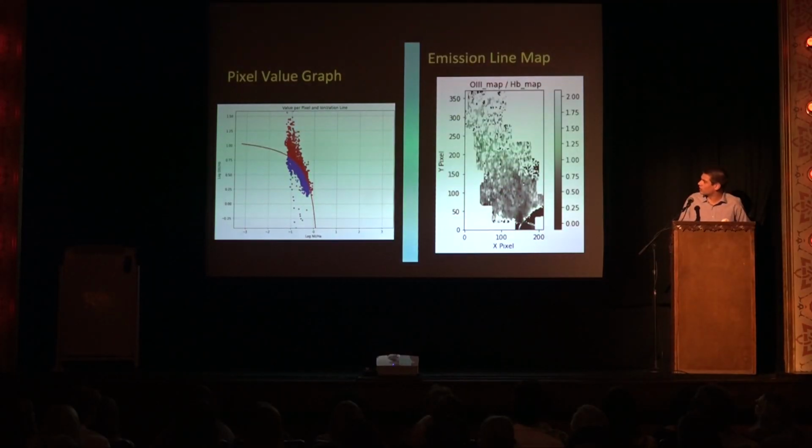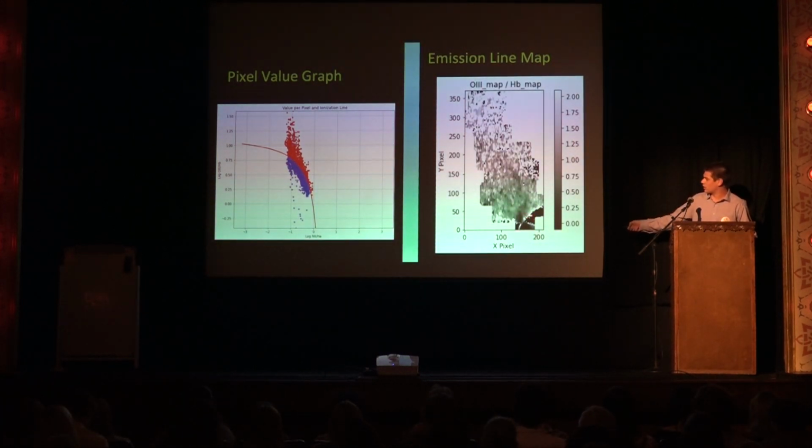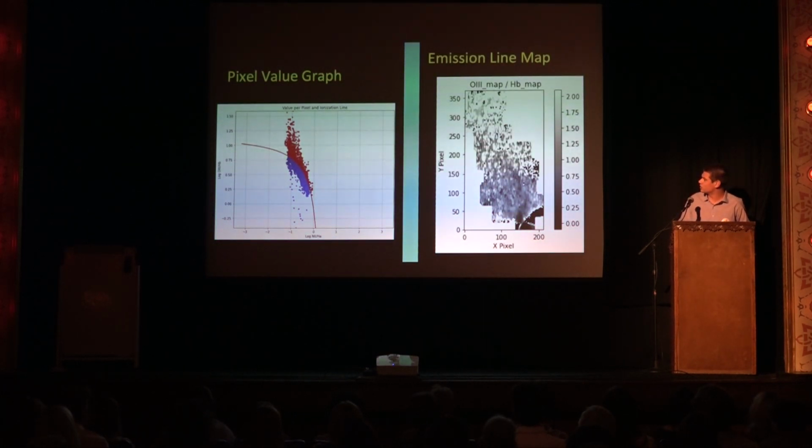On the left is the ionization curve, and everything below and to the left of it is shock ionized, and everything above and to the right of it is photoionized. Then you can see the black bits right there, that's the disk of the galaxy, and all the foggy gray stuff is the gas coming off it.